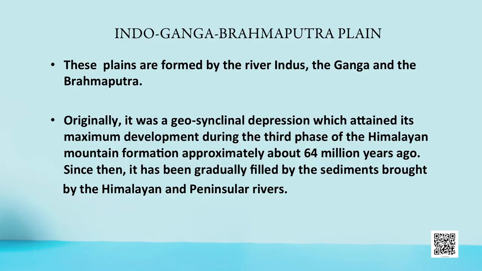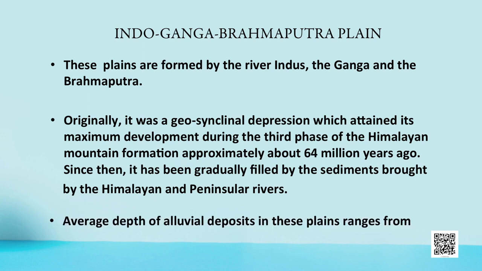That depression got filled up with the sediments brought by the rivers, namely Indus, Ganga and Brahmaputra along with their tributaries. This formation of the northern plains attained its maximum development during the third phase of Himalayan mountain formation, let's say approximately 64 million years ago. Since then, it has been gradually filled by the sediments, alluvium brought by the Himalayan and the peninsular rivers. The average depth of alluvial deposit in these plains ranges from 1000 to 2000 meters.